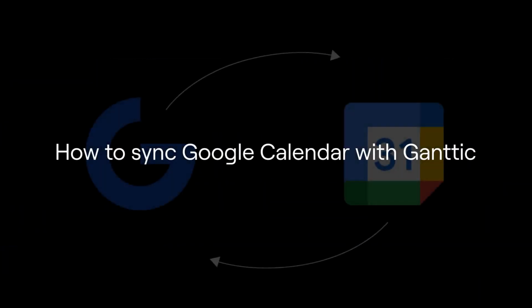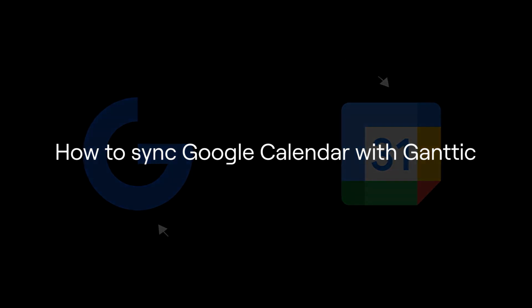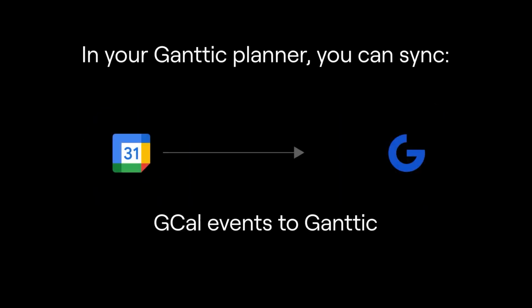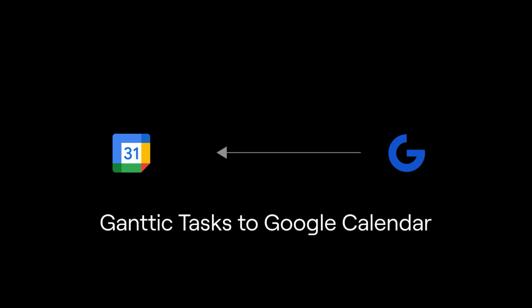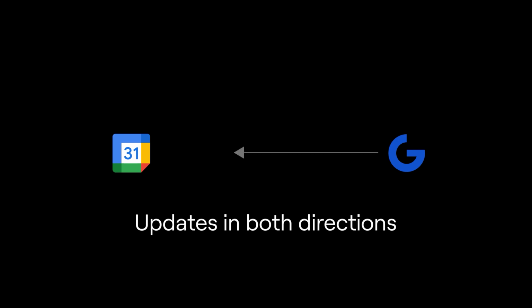How to sync Google Calendar with Ganttic. In your Ganttic planner, you can sync Google Calendar events to Ganttic, Ganttic tasks to Google Calendar, or get updates in both directions. Start by choosing the resource whose task you want synced.